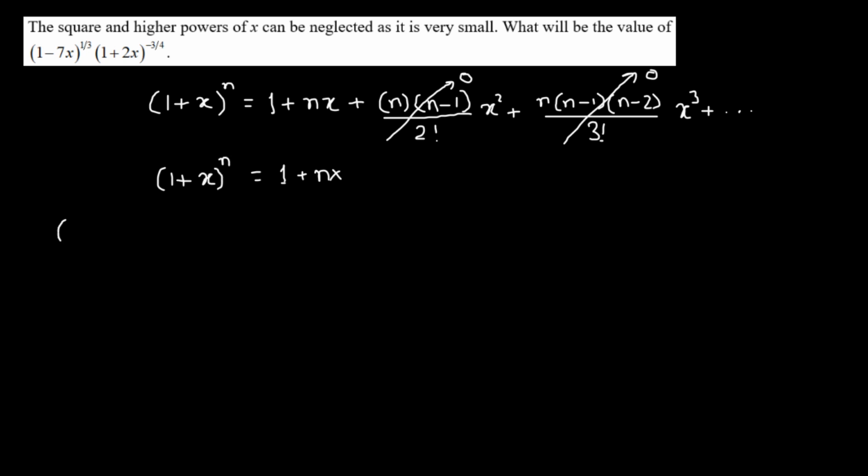So given that (1 - 7x) raised to the power of 1/3 times (1 + 2x) raised to the power of -3/4. So for the first expression we have 1 plus n, which is 1/3, times x here is -7x.